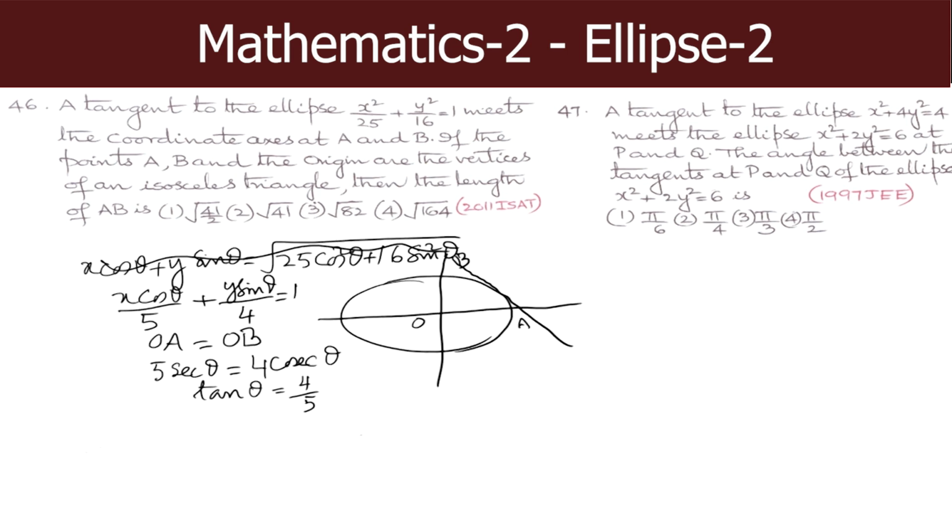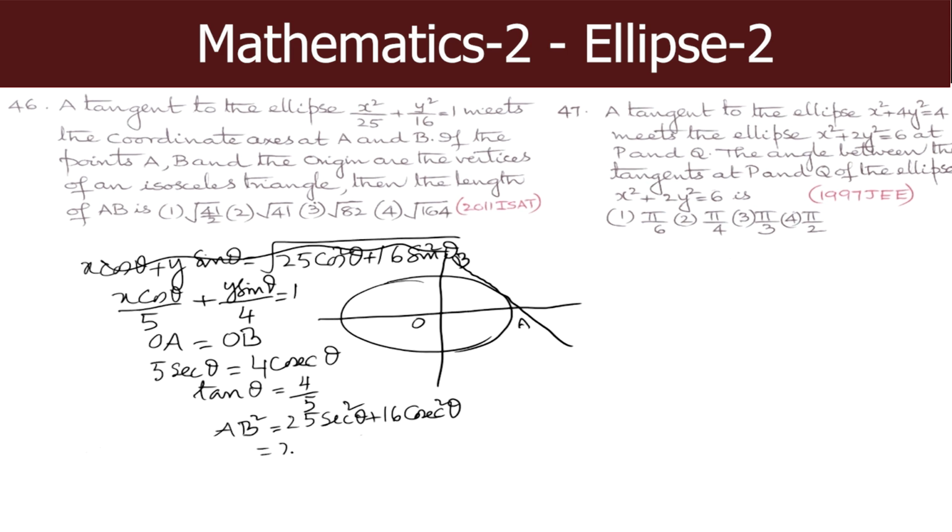So, he is asking the length of AB. So, what is AB square? OA square plus OB square, 25 secant square theta plus 16 cosecant square theta. Follow? OA is 5 secant theta, OB is 4 cosecant theta. Therefore, AB square is OA square plus OB square.